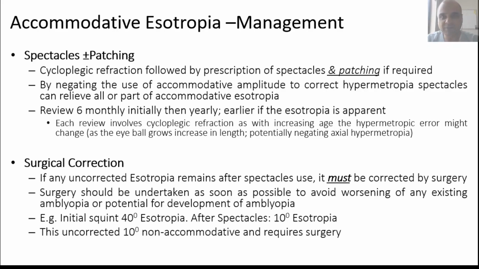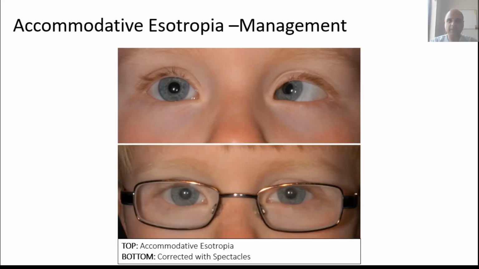Surgical correction is for any amount of accommodative esotropia that cannot be corrected with spectacles. It must be corrected with surgery for good vision. And it should be done as soon as possible so as to not develop or worsen amblyopia. For example, if a child presented to you with 40 degrees of esotropia and after spectacles you are left with 10 degrees, which does not correct with anything, this uncorrected 10 degrees must be corrected by surgery. We'll have a very bird's eye view of surgery at the end of this discussion.